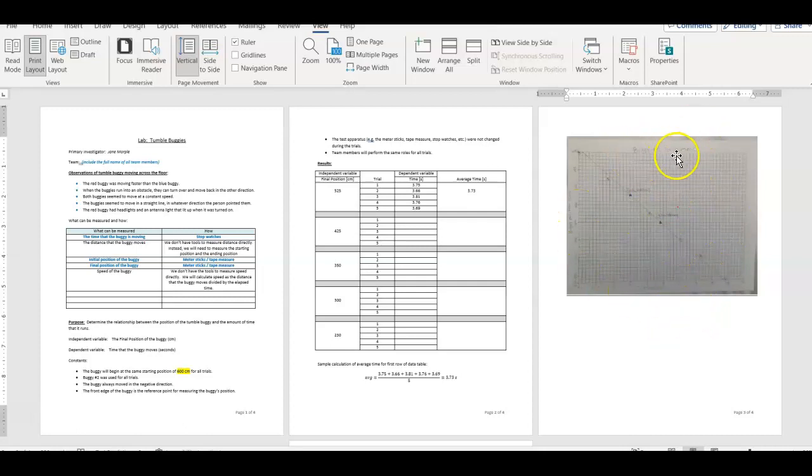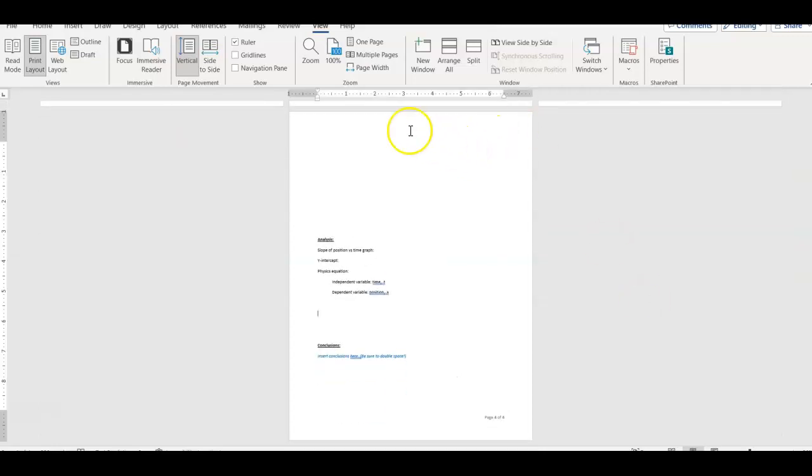It's properly labeled. I can see the title. I can see both of the axes labels and everything like that. So this looks good. Then we'll go to the next page. And I'm going to delete these blank lines. We don't need all of those.